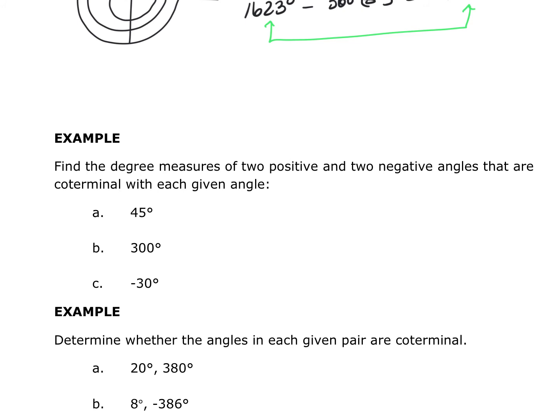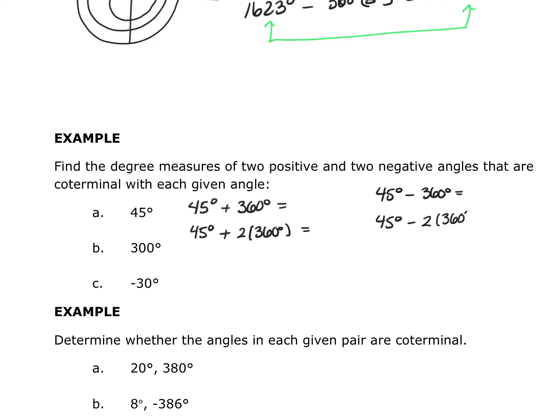So we want to find the degree measure of 2 positive and 2 negative angles that are coterminal to the given angle. To find my first positive coterminal angle, I'm going to take 45 degrees and add 360 to it. This will give me my first positive. I'm going to take 45 degrees and add 2 times 360 degrees, which gives me my second positive one. Similarly, I'm going to take 45 degrees and subtract off 360 degrees, which gives me my first negative, and 45 minus 2 times 360 gives me my second negative coterminal angle. I'm going to do the same thing for B and C, so I'll let you do those.